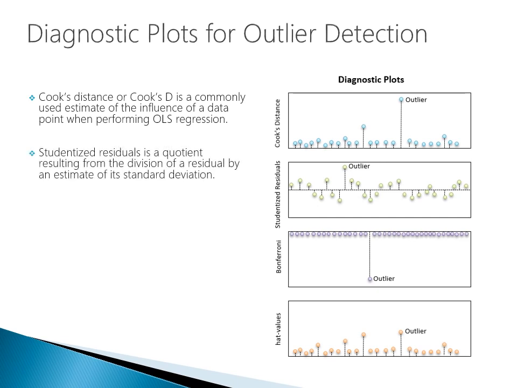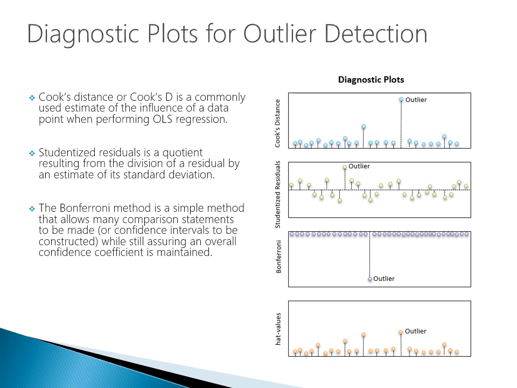Studentized residuals is a quotient resulting from the division of a residual by an estimate of its standard deviation. The Bonferroni method is a simple method that allows many comparison statements to be made or confidence intervals to be constructed while still assuring an overall confidence coefficient is maintained. The hat values represent the predicted y values plotted against the actual y values.